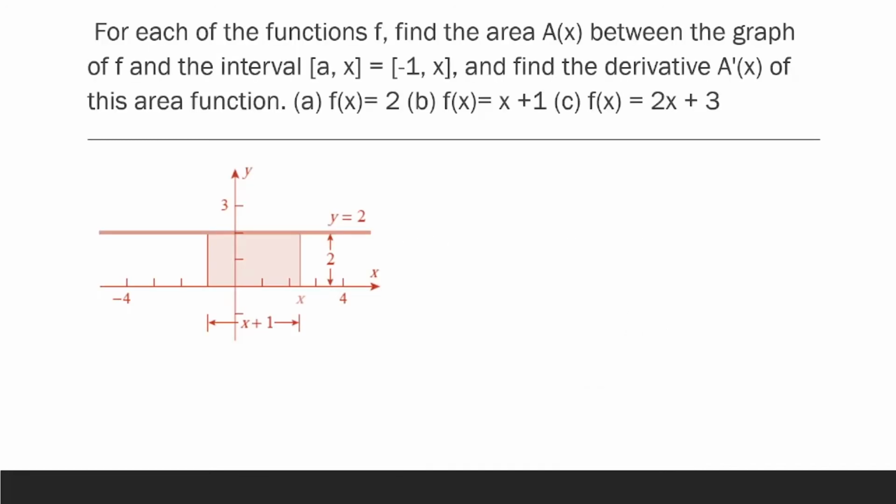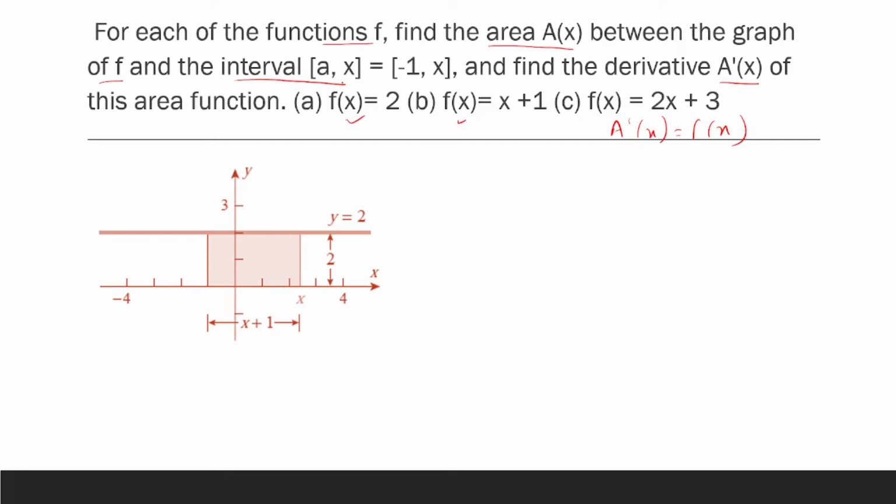We'll solve a question on how A dash of x is equal to f of x, correct? For each function f, we have to find the area A of x between the graph of f and the interval, which is given as -1 comma x, and we have to find the derivative A dash of x for that area function. These are the three functions I will show you.